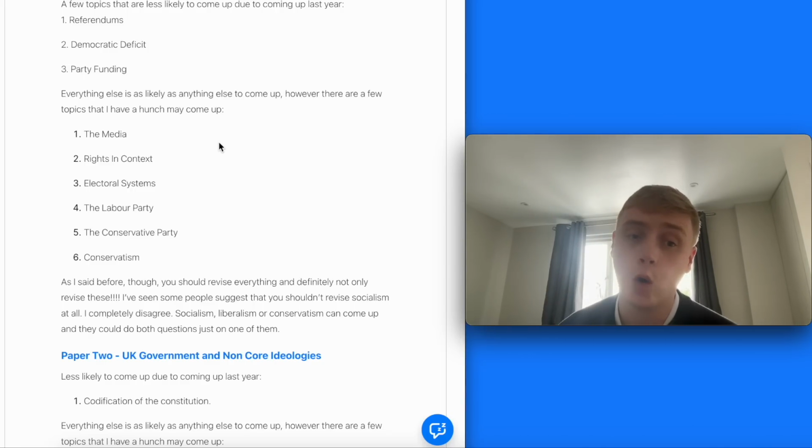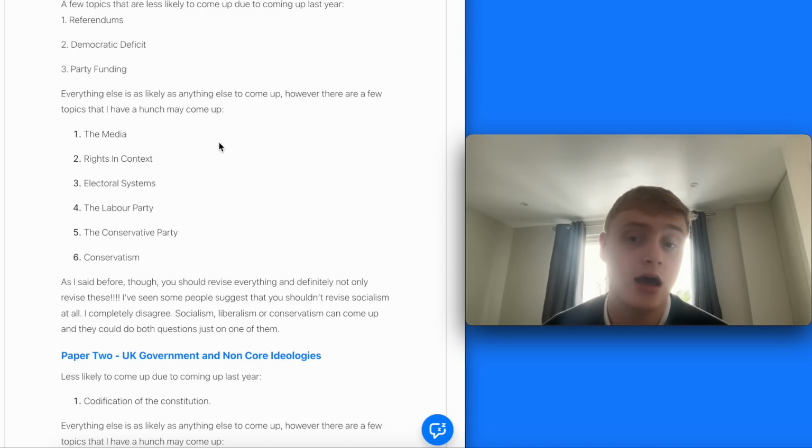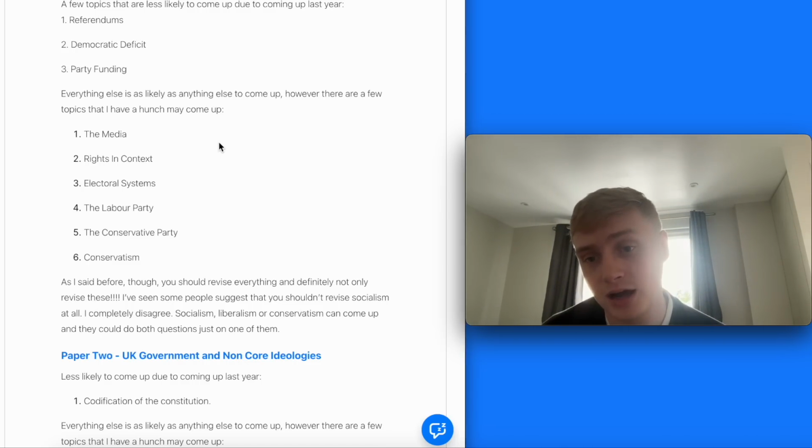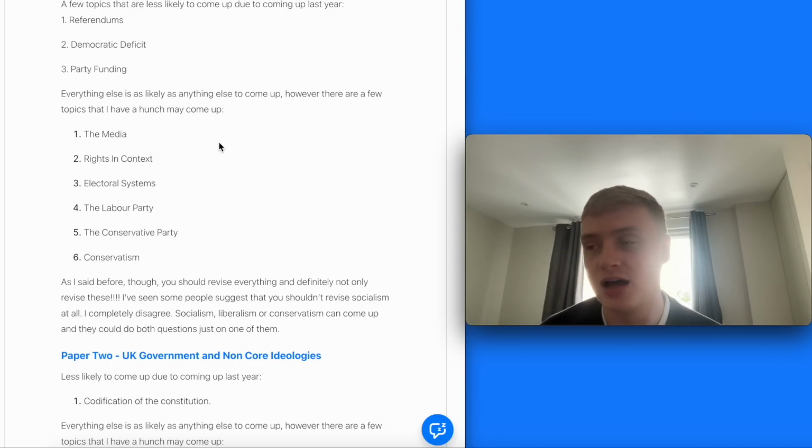In terms of the core political ideas, conservatism is the most likely to come up, I think, because it didn't come up last year. But I think any of them could come up. Theoretically, they could do two questions on one political idea, so just on socialism or just on conservatism, just on liberalism. I think that is pretty unlikely.